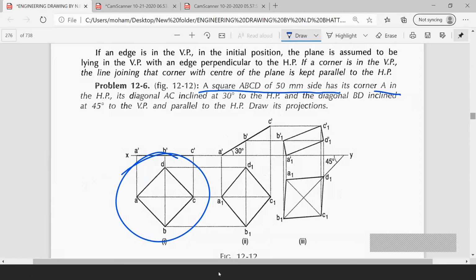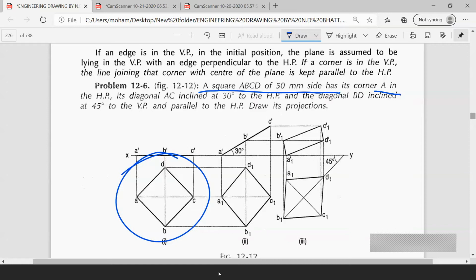When it rests on corner A, we have to draw the square like this. If it is resting on the side AB, then you have to draw the square like this, normal. Now we draw it like a rhombus, for the position that it is resting on the corner A.